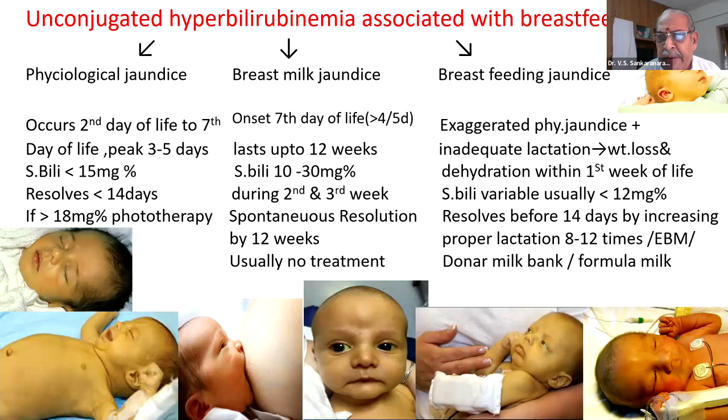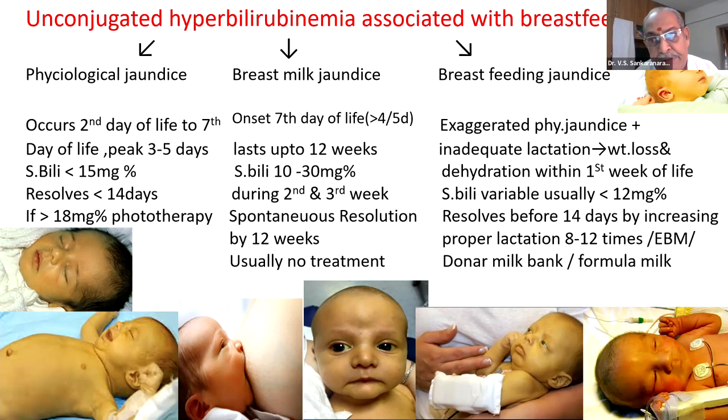Unconjugated bilirubin. This is a very interesting topic now. We teach that there are three types of jaundice related to breastfeeding. One is the physiological jaundice. The child is breastfed, and from the second day onwards develops jaundice, maybe peaking by the fifth day and clearing off within a week or 10 days, maximum 14 days. Serum bilirubin is not very high and it resolves by 14 days. If it is more than 18, probably the child resolves with phototherapy. Very occasionally, exchange transfusion.